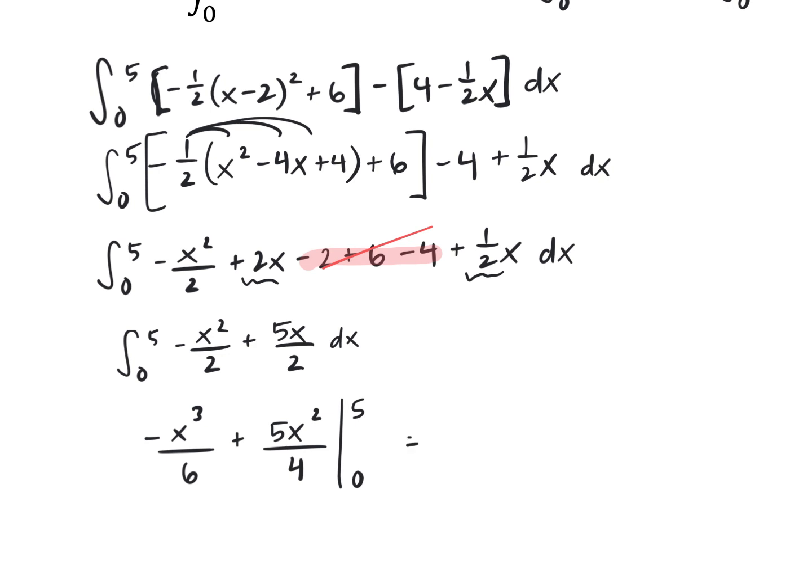When I plug in 5, I end up getting negative 125 divided by 6. And then plus 5 times 25. 5 times 25 is what? 125 again. So 125 over 4.